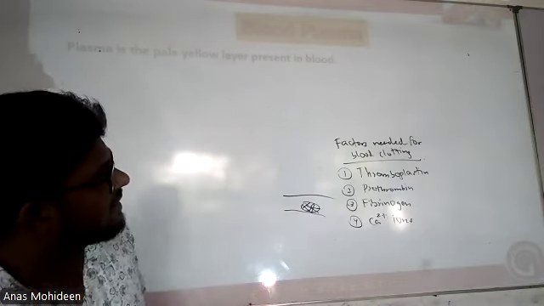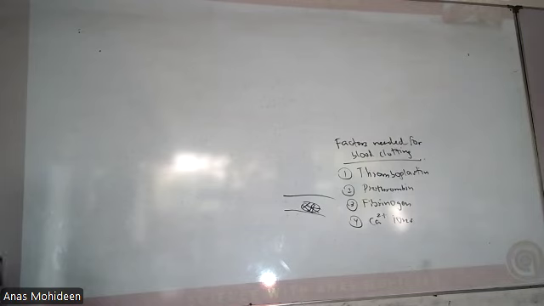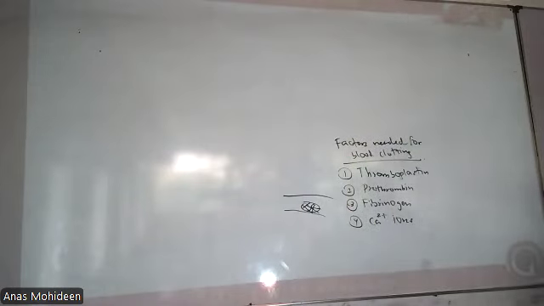So can you please take a note? Factors needed for blood clotting. Do you have space closer to platelets? There we can write. On your table, closer to platelets, there's a small space on the right side. Factors needed for blood clotting. Very good.